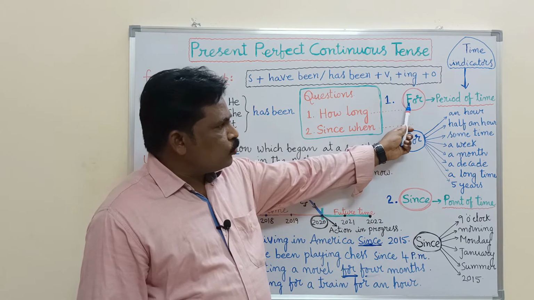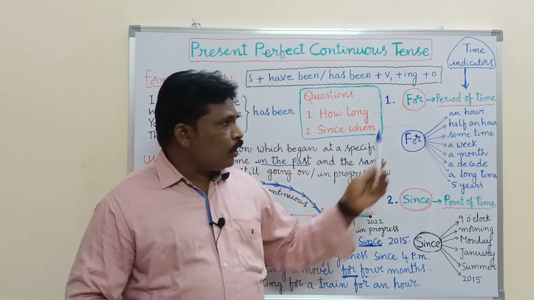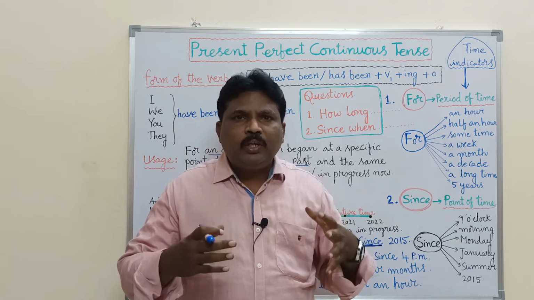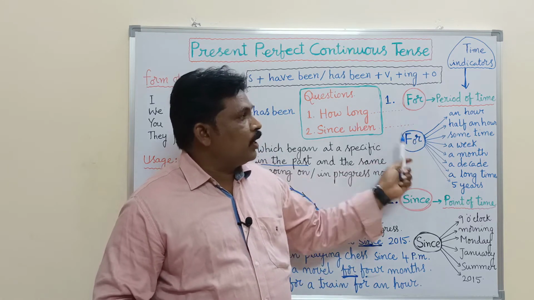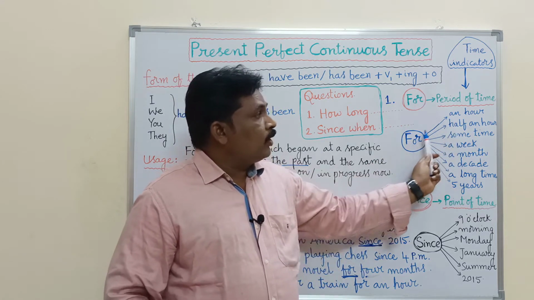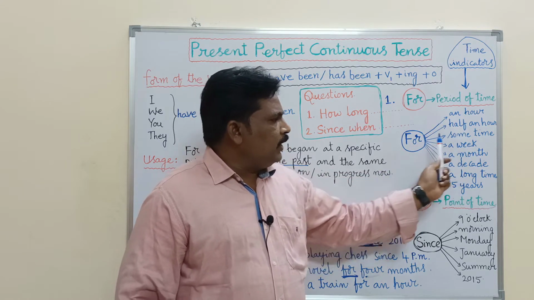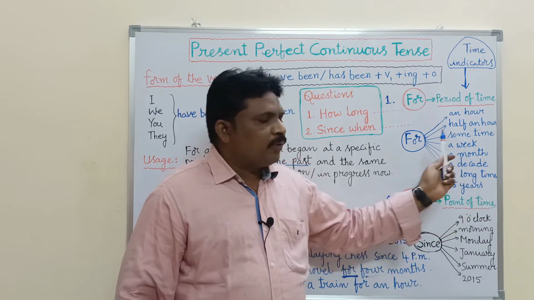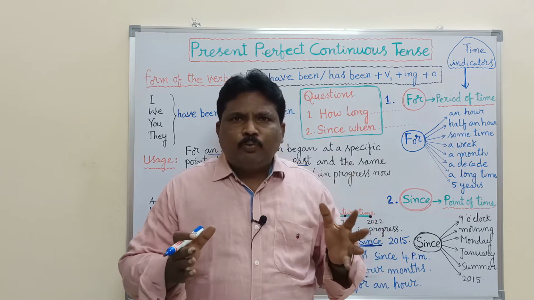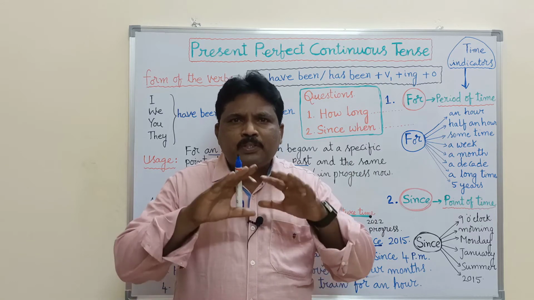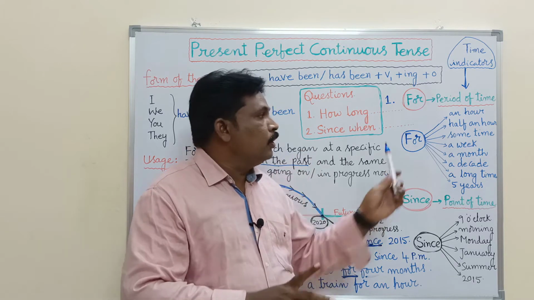What are those 2 time indicators? The first one is for. For is used with a period of time. Whenever you want to give an example with a period of time or amount of time, do not forget to use for. For example, for an hour, for half an hour, for some time, for a week, for a month, for a decade, for a long time, for 5 years, for 10 years, for a year. So when you speak about a specific amount of time or period of time, do not forget to use for.